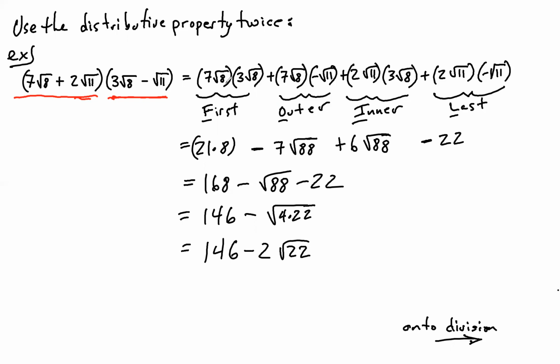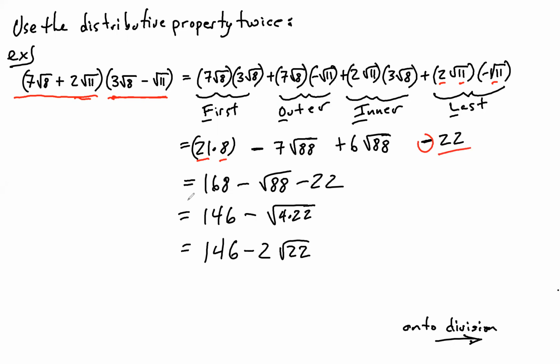Notice, for instance, radical 8 times radical 8 is 8. 7 times 3 is 21. So I wrote it down as 21 times 8. Over here, I combined it up. I have 2 times radical 11 times minus radical 11. First of all, the negative sign came out right there. Radical 11 times radical 11 is 11, times 2 is 22.